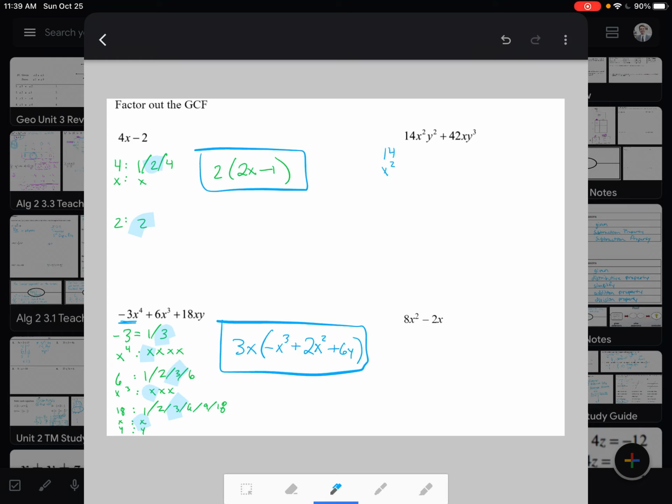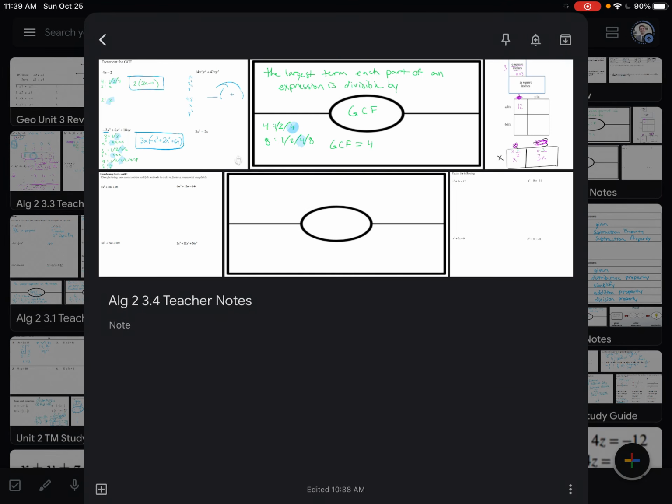So let's do the same thing. I'll help you set this up. List out the 14, the x squared, the y squared, the 42, the x and the y cubed, and use that to find the GCF. And then put the GCF on the outside and make sure that you can factor it in to get to that original answer that we started with. All right, so that's GCF for us.